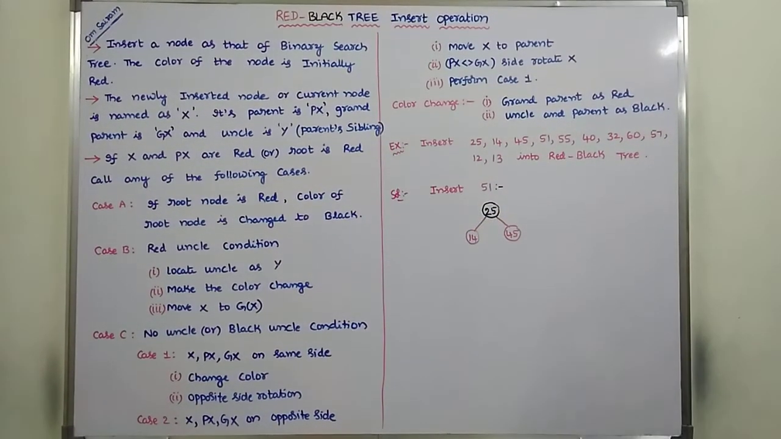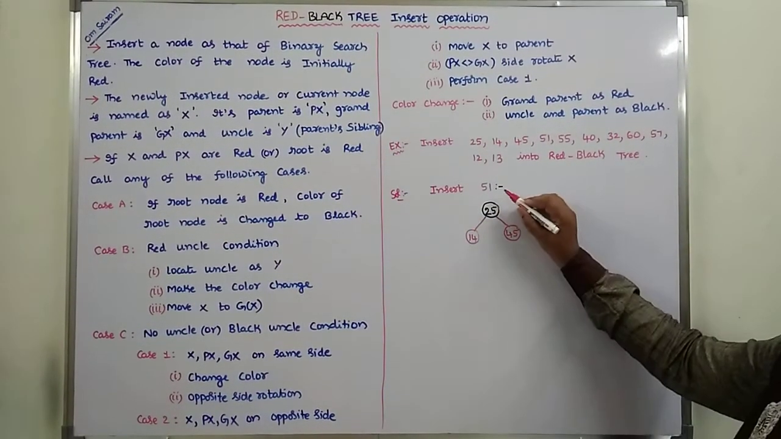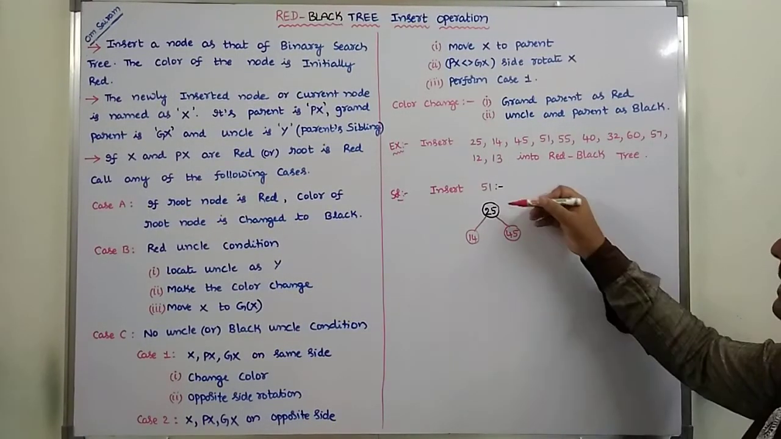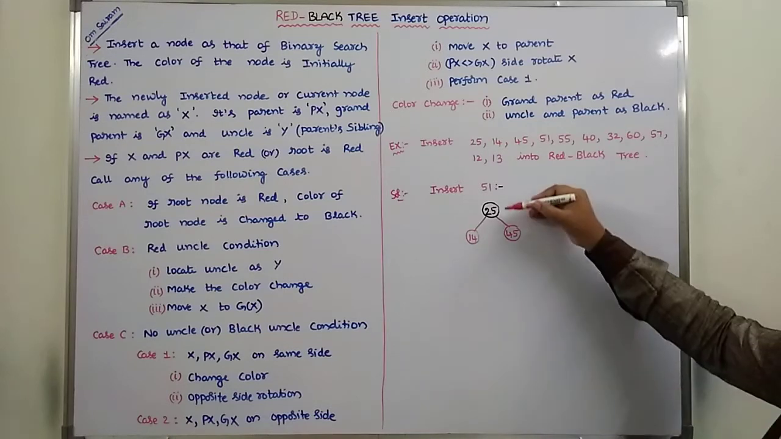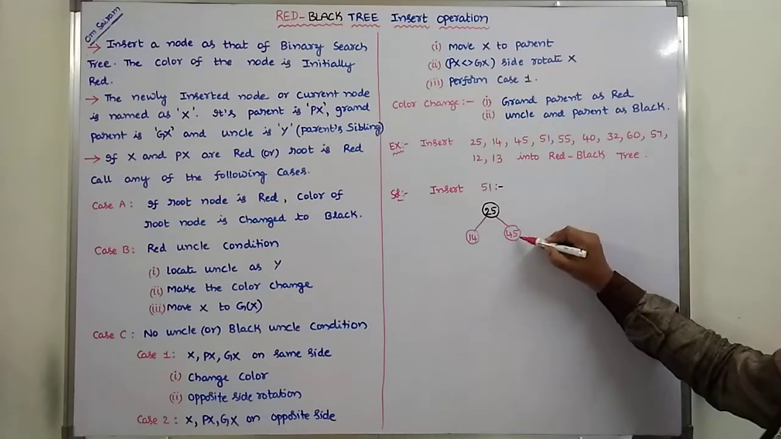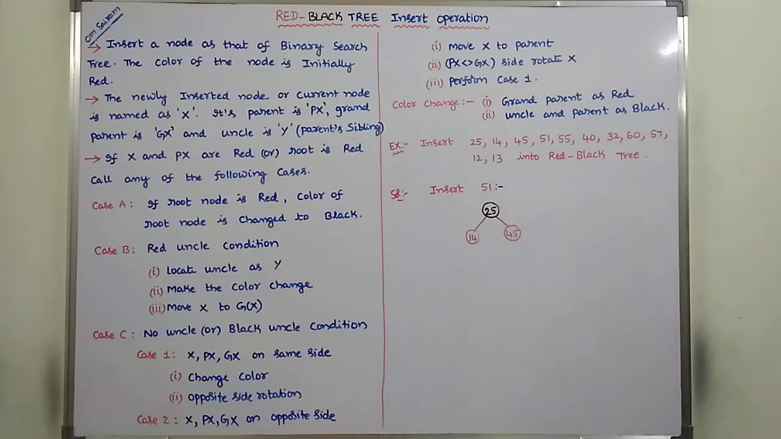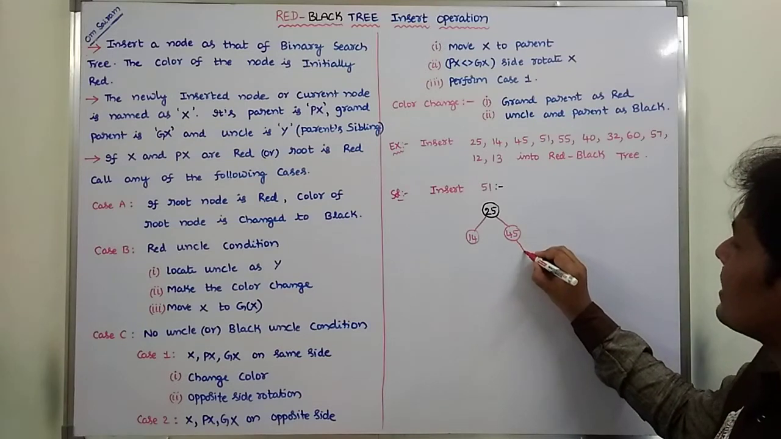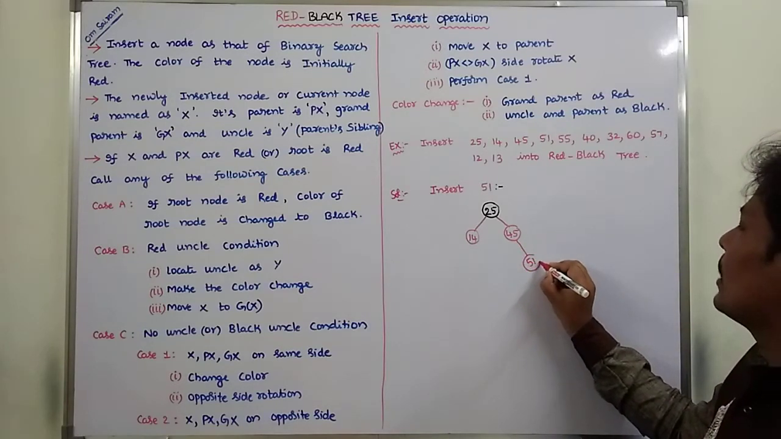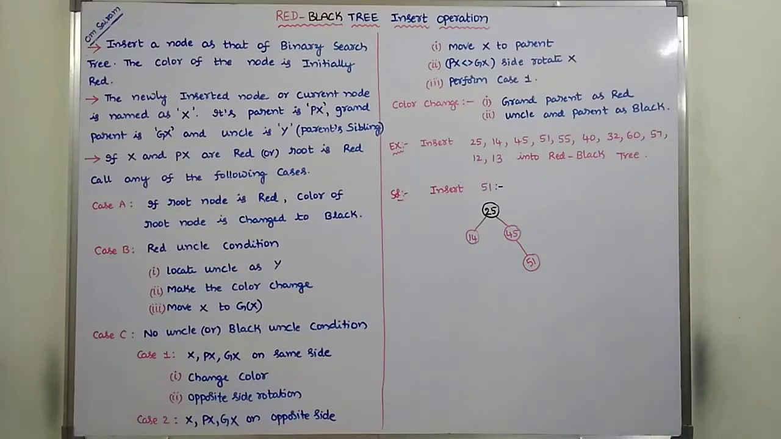Insert 51. Okay, so insert 51. 51 is compared with the root node 25. It is greater than 25, so go to the right subtree. The next node is 45. 51 is compared with 45. It is also greater, so go to the right hand side. Now 51 is inserted to the right of node 45.